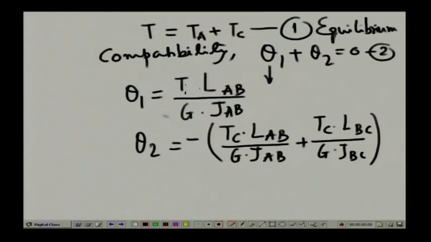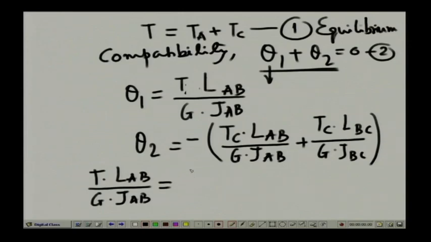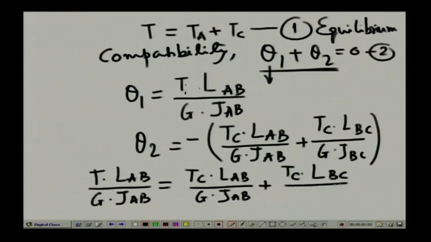Now, if we write down theta 1 plus theta 2 equals 0 as our equation of compatibility, then we have T L A B by G J A B equals T C L A B by G J A B plus T C L B C by G J B C.